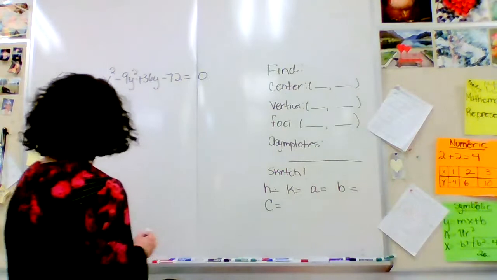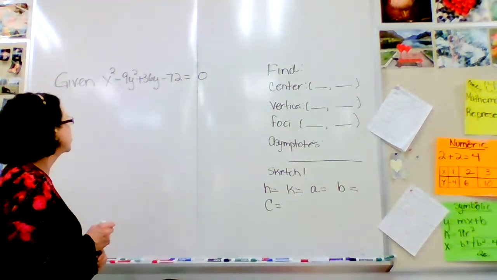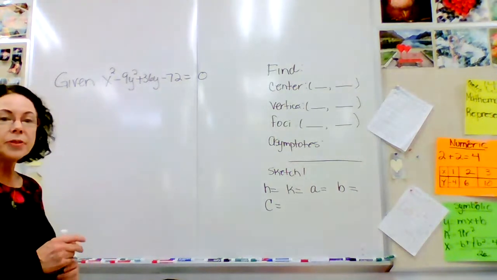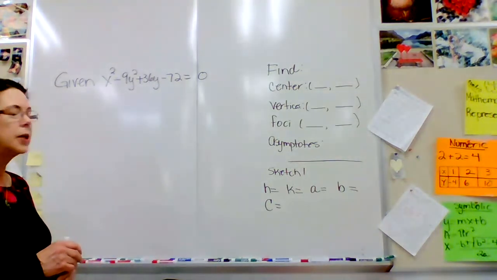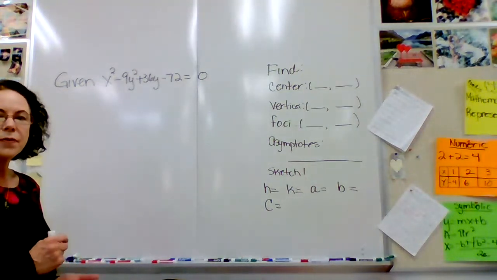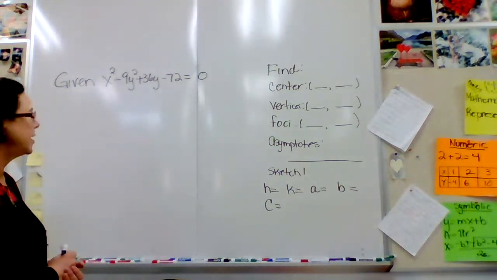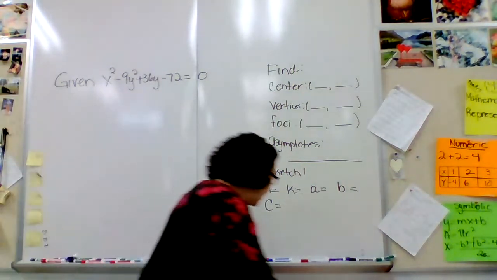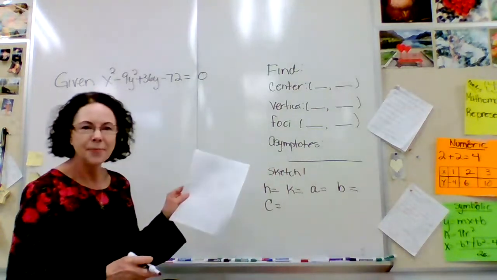We have a given x squared minus 9y squared plus 36y minus 72 equals 0. This is the equation for a hyperbola, and they would like us to find the center, the vertices, the foci, and the asymptotes, and to give it a sketch. So I have my handy dandy notes in my hand.